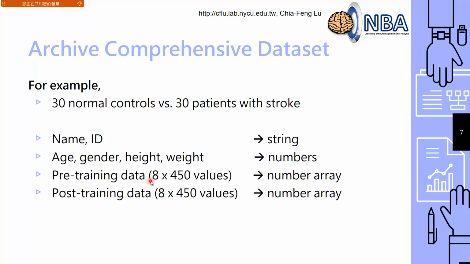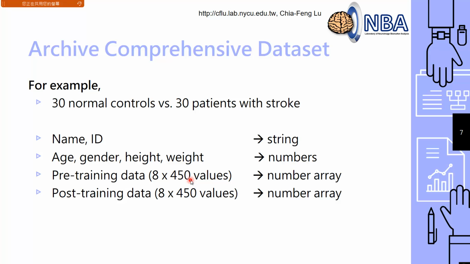It's a number array, because it's not a single number right here: 40, 102, 180, and 80. I may have a matrix right here. This matrix, for example, can be 8 by 450. Okay, it can be that big. So now, for the original idea, we may need separate variables to save all the information, right? But right now, we can simply use a structure array.